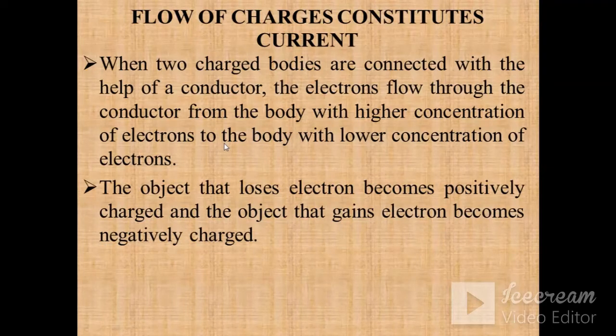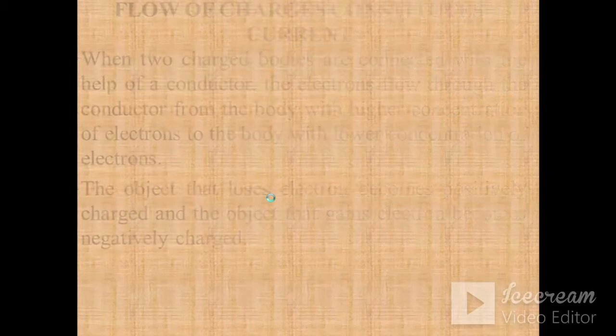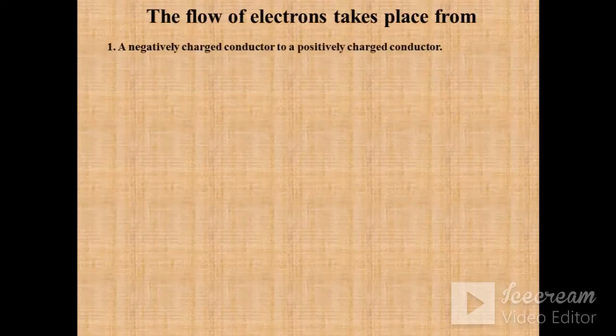Now, as there is a transfer of electrons, the object that loses electrons becomes positively charged. That means it contains more protons than electrons, and the object that gains electrons becomes negatively charged. Negatively charged means the object contains more electrons in comparison to protons. So how does that take place?